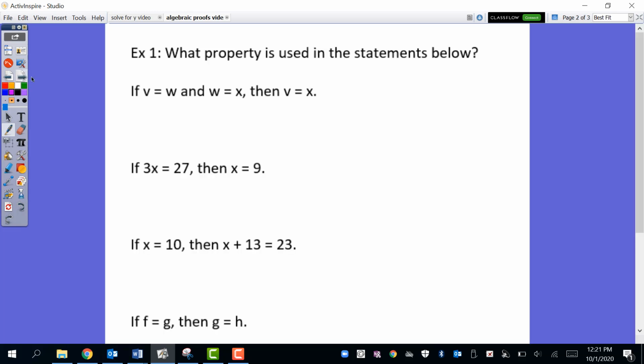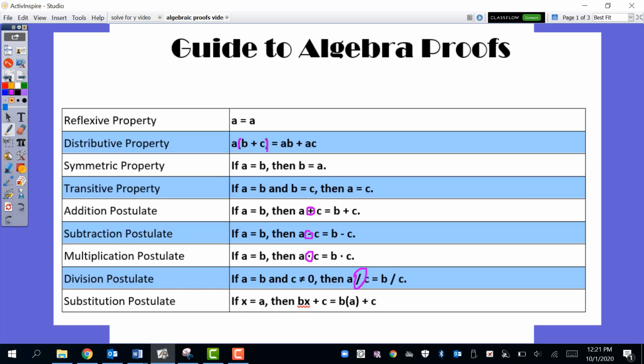So if I look at the first example, which property is being used? When I look at this, I'm like, wow, that's a lot of stuff. I don't really know what it means. But let's look. How many equal signs are there? There's 1, 2, 3 equal signs. And it said if and then. So let's look back at our list. Which ones have 3 equal signs in it? Only one of them that I can see right here. A equals B, B equals C, then A equals C. That's 3 equal signs. That's how I know that one's the transitive property.